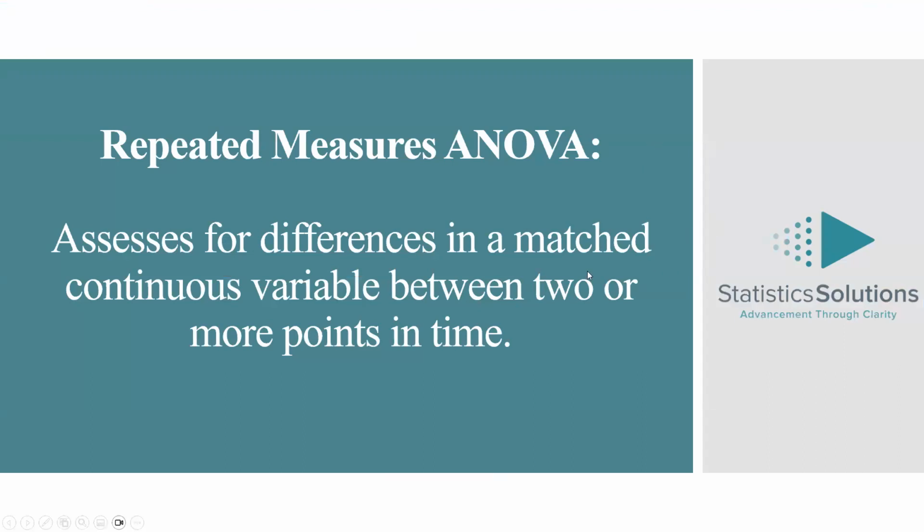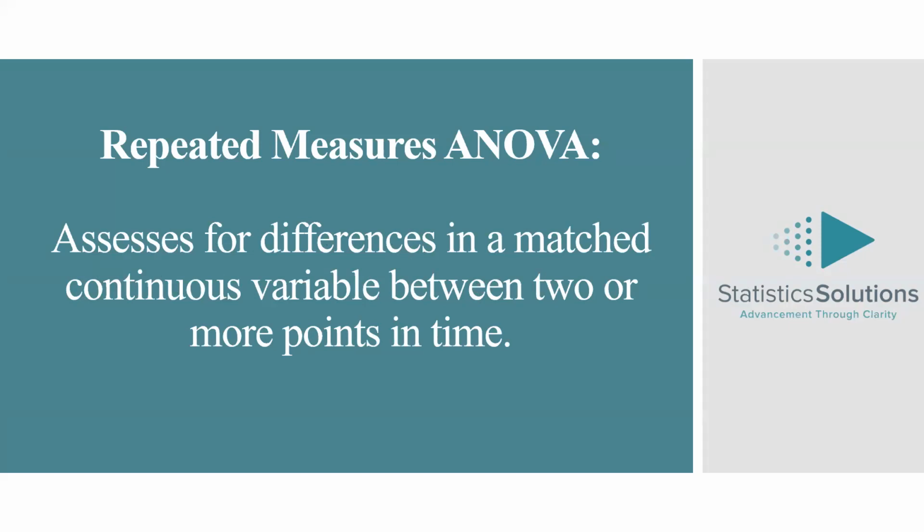Now, the alternative that you could run is called a repeated measures ANOVA. So this is used when you're running pre-test and post-test comparisons. Okay, so you need to have, again, a continuous variable that is measured between at least 2 points in time. Similar to what I was saying before, if you only have 2 points in time, you might as well just run a paired t-test.